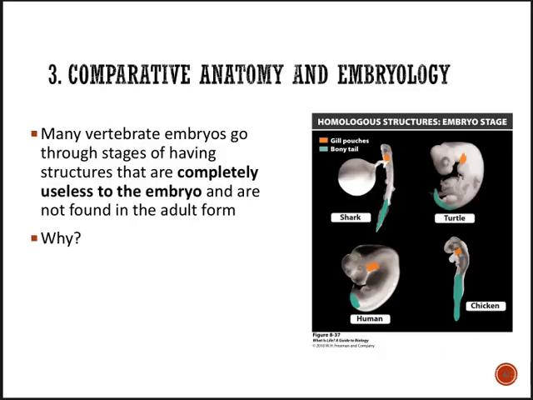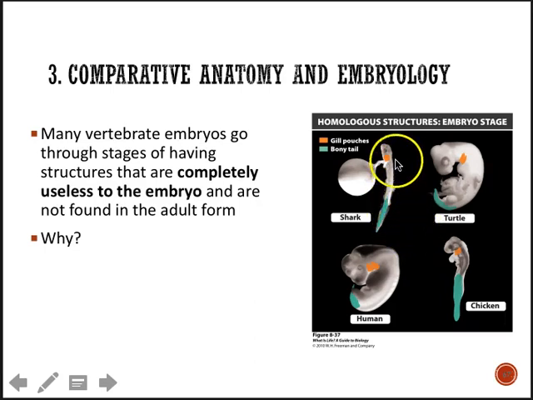The next one that we're going to talk about is comparative anatomy and embryology, and this stuff is really cool to me. So what we know is that many vertebrate embryos, soon after the egg meets sperm, right, you go and become the fetus and the embryo, they go through stages of having structures that are completely useless to the embryo and that are not found in the adult form, but they are found in the embryo. And the question is why? So let's take a look at comparing the anatomy of these embryos and try to get a handle on what's going on here.